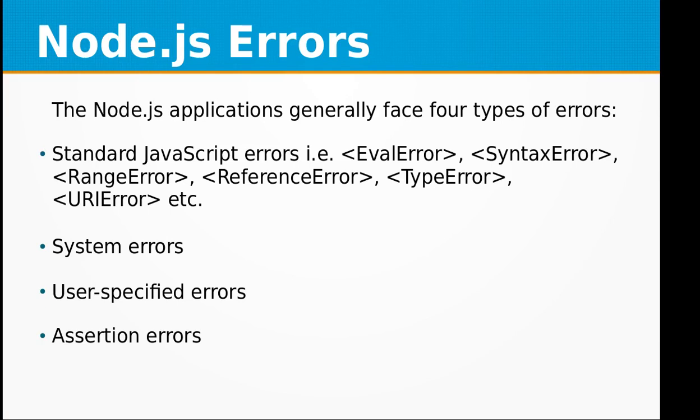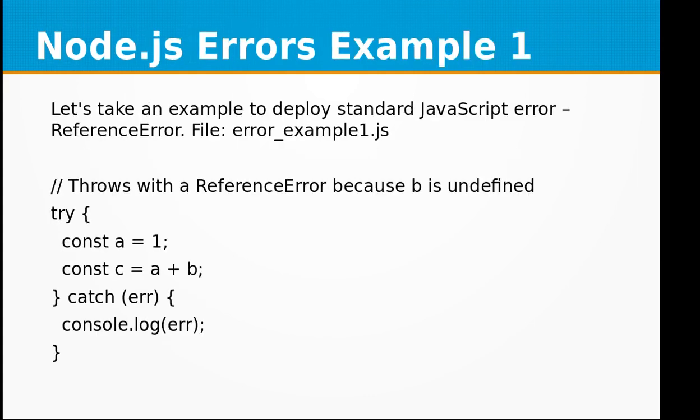The Node.js applications generally face four types of errors: standard JavaScript errors, that is EvalError, SyntaxError, RangeError, ReferenceError, TypeError and URIError, etc. Then we have system errors, user specified errors and assertion errors. Let's take an example to demonstrate the standard JavaScript error, ReferenceError.